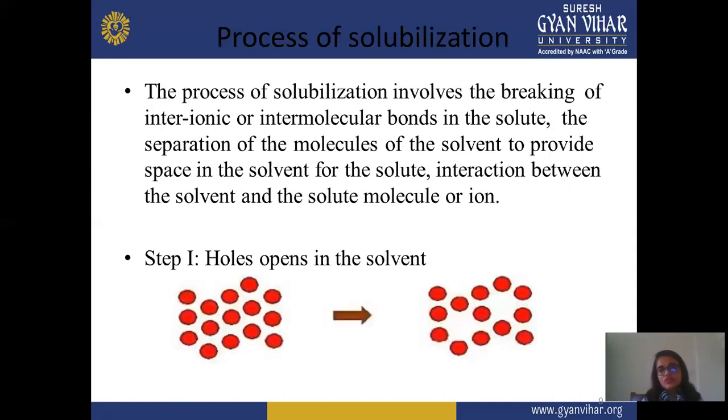Next is the process of solubilization, how solubilization takes place. The solubilization process is divided into different steps or parts. First, the process of solubilization involves the breaking of inter-ionic or intermolecular bonds in the solute, and the separation of molecules of the solvent to provide space in the solvent for solute, with interaction between the solvent and solid molecule or ion. It means that when you use a surface active agent in the solubilization process, the inter-ionic or intermolecular bonds between the molecules or ions start breaking in the solute. This process is mainly for the solid particle, not for the solvent.